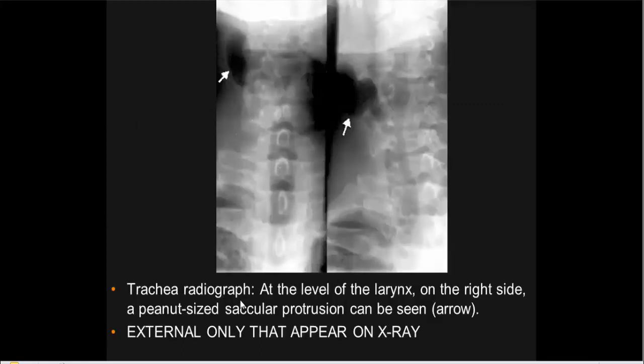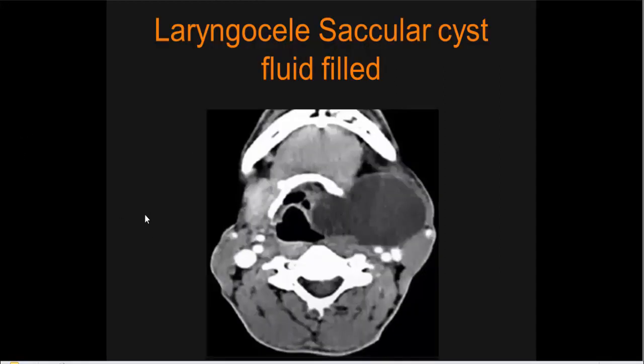As we see, this is a plain X-ray at the level of the larynx. On the right side, a peanut-sized saccular protrusion can be seen. Which type? It is the external type, the only type that appears on X-ray. Laryngocele, saccular cyst, fluid filled.